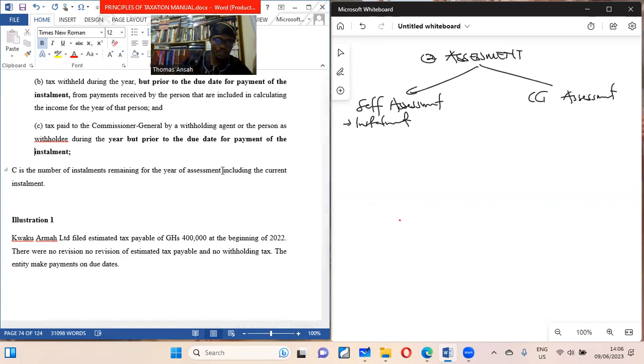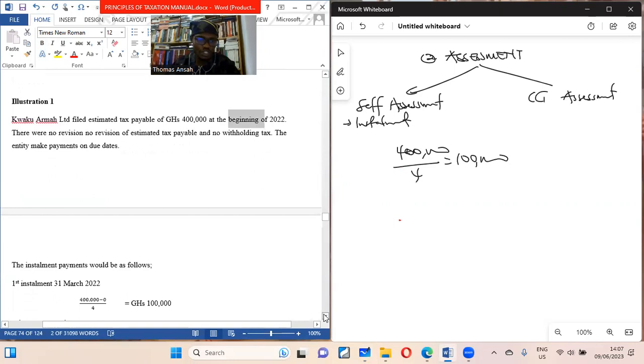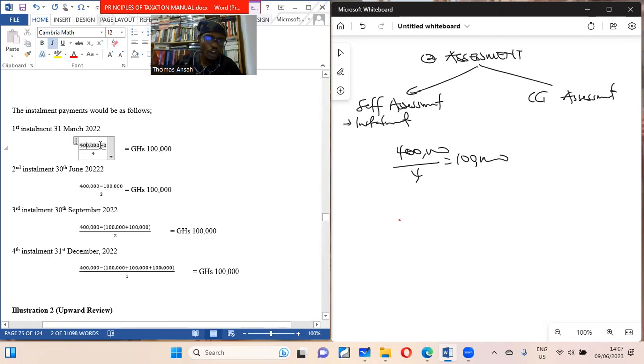So let's look at this question. Bukwama Limited estimates tax payable of 400,000 at the beginning. There were no revisions. So it means 400,000 divided by 4, which is 100,000 per quarter. So on March, June, September, and December, he'll be paying the 100,000. The way we do it is 400 minus 0, because there is no prior one, over 4. Then the second month will be 400 minus this one that he has paid, meaning C is 3 now. In the third month, he has paid 1, 2, you take off. Then in the fourth month, that is what you do.